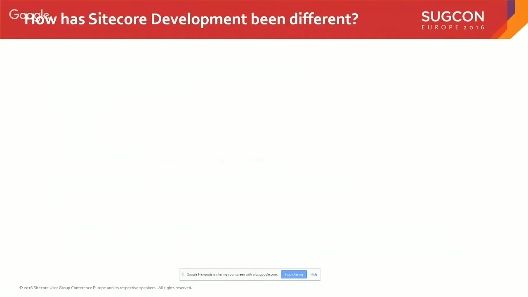Cool. So that's NuGet in a nutshell, how you pull in NuGet packages. But how has Sitecore development been different? Now, if you look on shared source modules, one of the things you'll notice is that usually there's a README file that says, hey, find these Sitecore DLLs and copy them into this directory, all right?